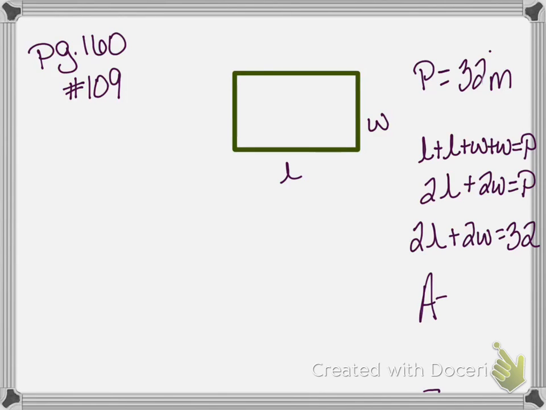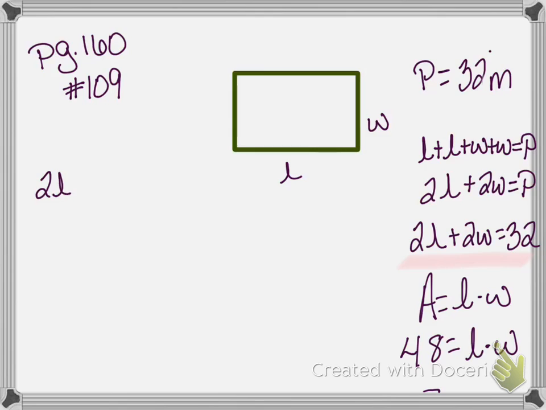And area is length times width, and that is going to be 48 square meters, length times width. So really what we've got to do here is put this in a format where we can figure it out. So I'm going to try to get my length or my width in terms of one or the other. I'm going to take this formula, and I'm just going to solve for L. Now, I could have solved for W, but it really doesn't matter. You can solve for either one.